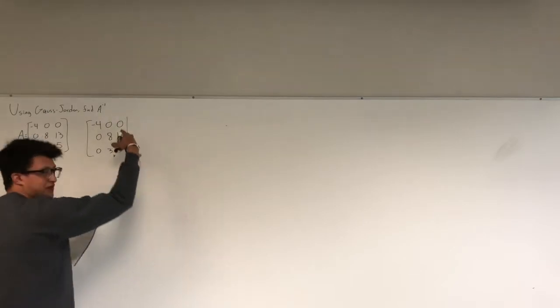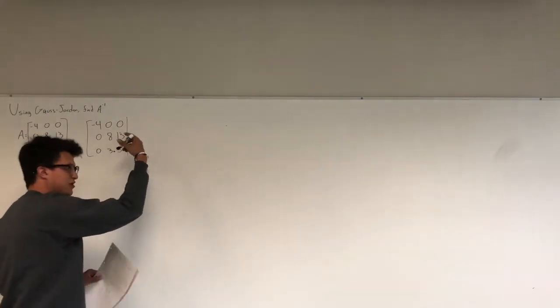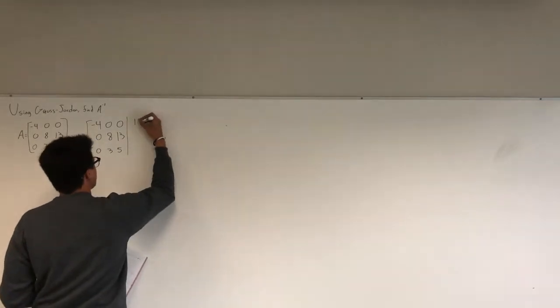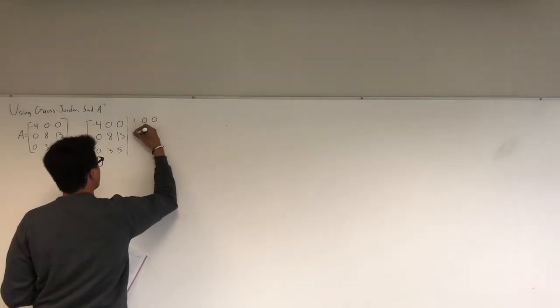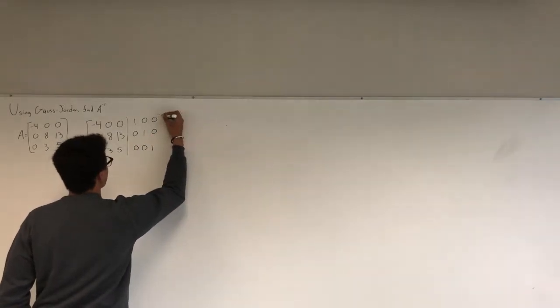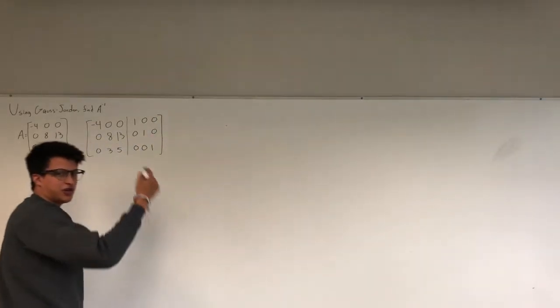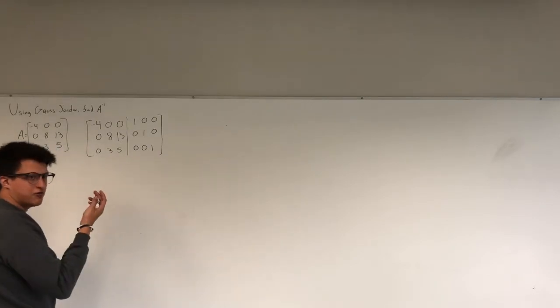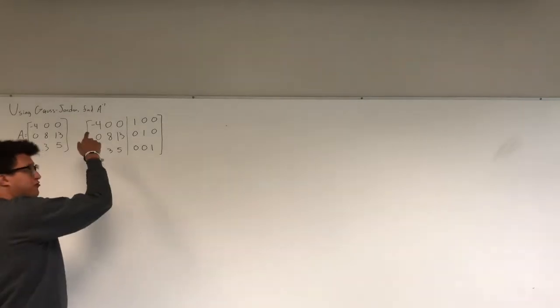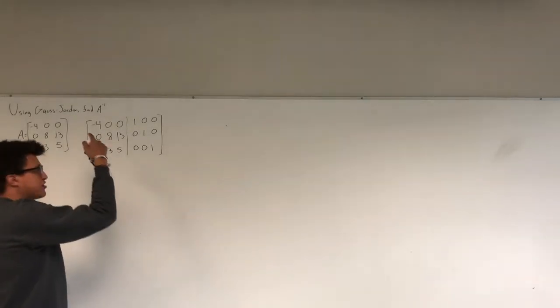We need to add this line, and after this we write our identity matrix, which is 1, 0, 0, 0, 1, 0, 0, 0, 1. Okay, so now we need to perform the Gauss-Jordan elimination method. First, we need to get rid of this -4 and turn it into a 1.